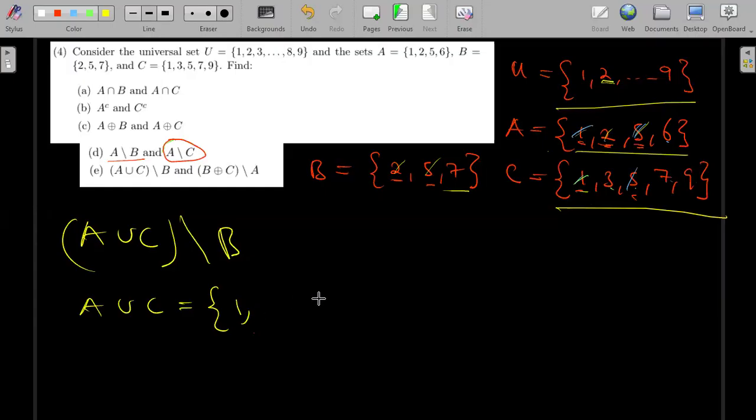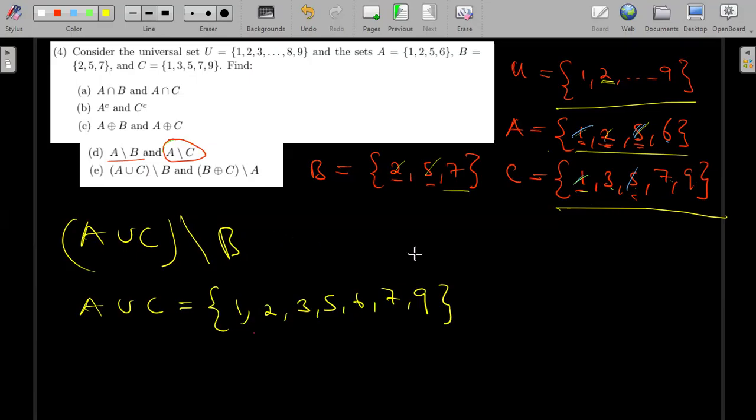1 is in A, it's in C. I write 2 also like that. I write 3. I'm just combining all the elements. I write 5, it's in there. Then I write 6 is in there, 7 is in there, and 9 is in there. So I've combined all those elements.